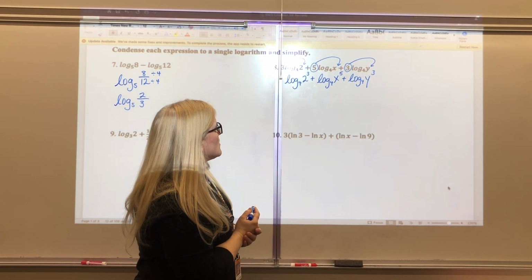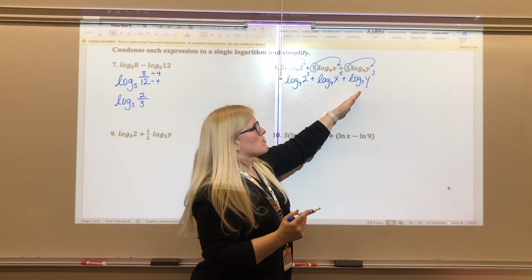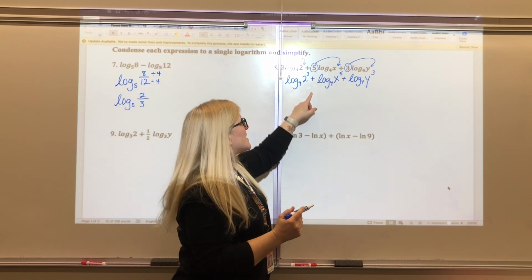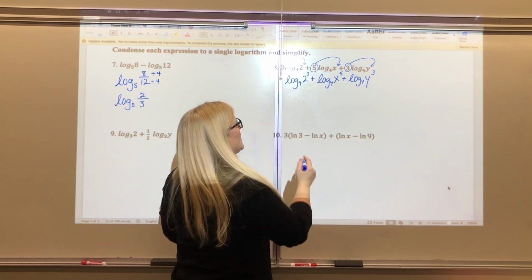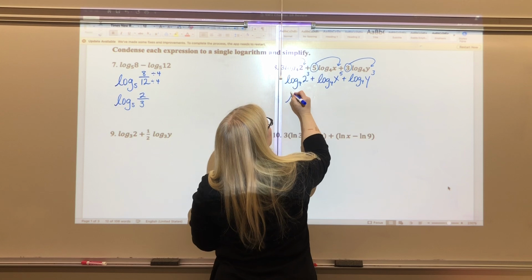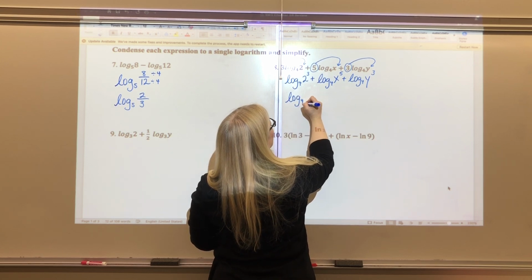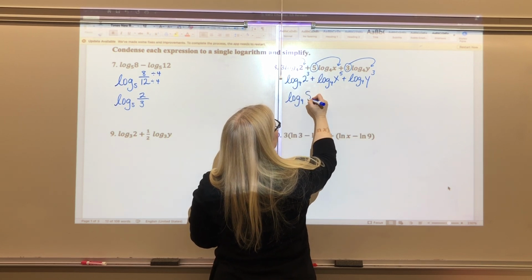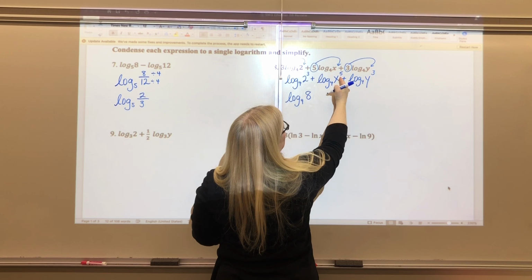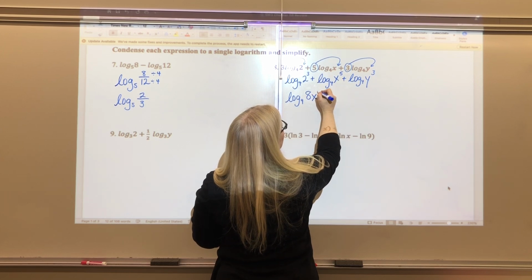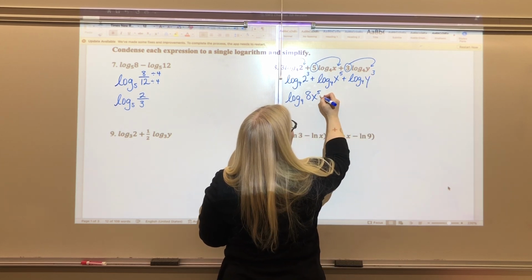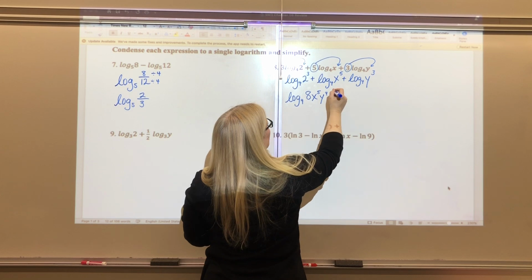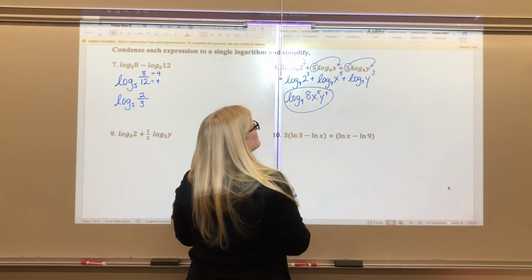Okay, so now all of these things are being multiplied because I see that the plus here. And I'm condensing down to 1 log, so log base 4, 2 to the 3rd is 8. Okay, this is x to the 5th and y to the 4th. And that is our answer.